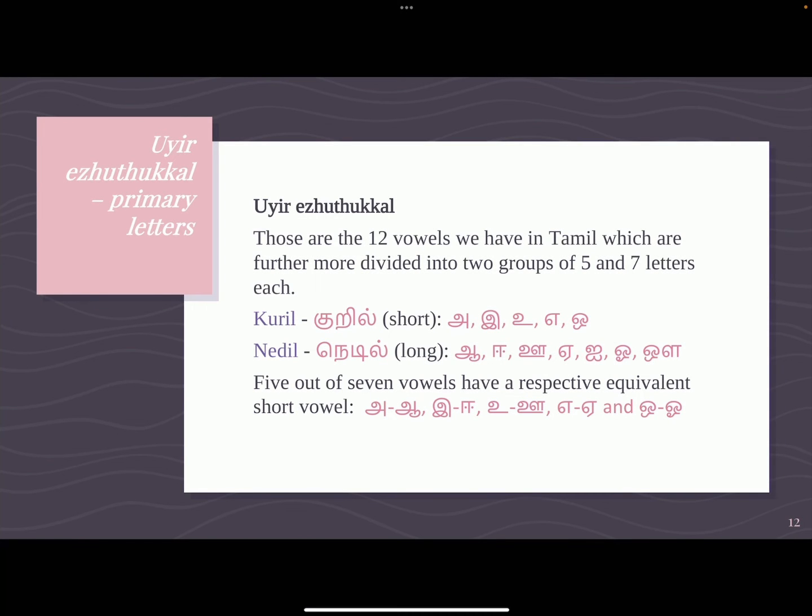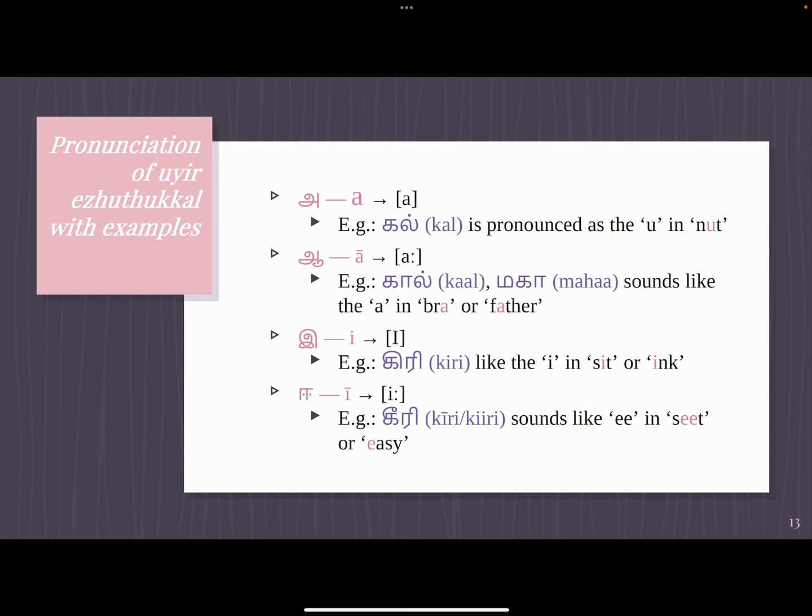Uyir எழுத்துக்கள். As I mentioned, those are the 12 vowels we have in Tamil, which are furthermore divided into two groups of 5 and 7 letters each. We distinguish between kuril, which are short vowels, and nedil, which are long vowels. 5 out of 7 long vowels have a respective equivalent short vowel. To give you some examples of how to pronounce each of the vowels, I have listed some Tamil words, also with the pronunciation to help a little bit, and some English words.